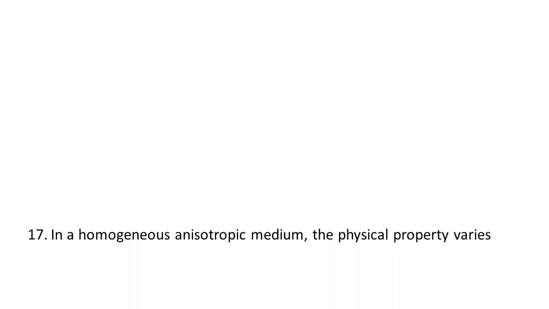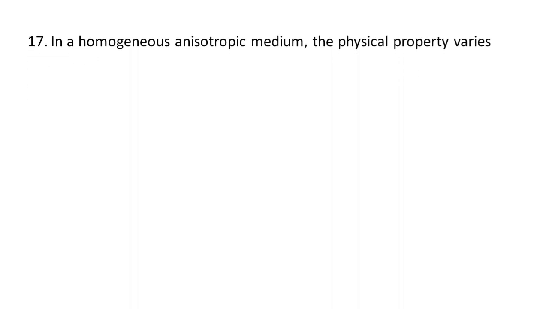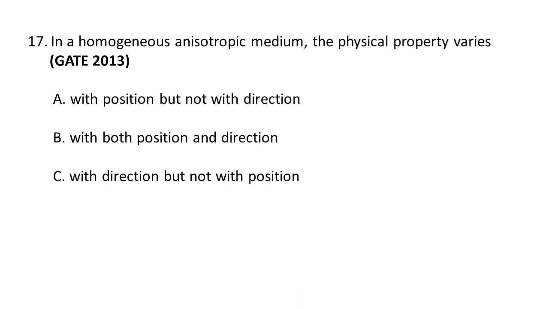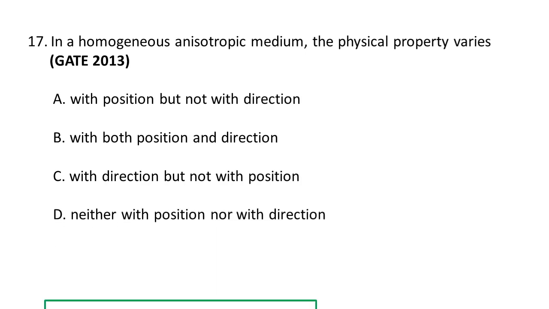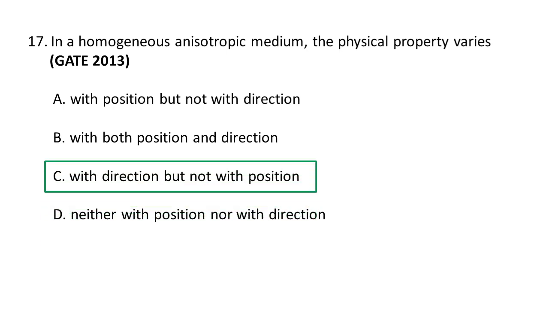Next question. In a homogeneous anisotropic medium, the physical property varies A. with the position but not with the direction, B. with both position and direction, C. with the direction but not with the position, and D. neither with the position nor with the direction.